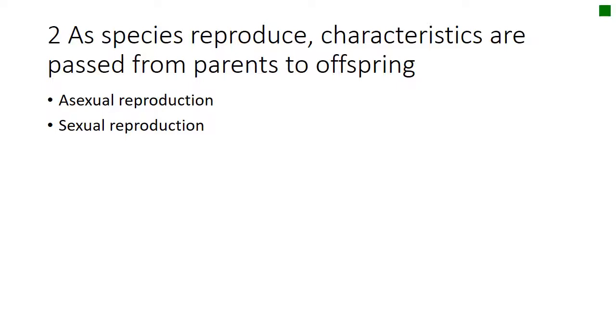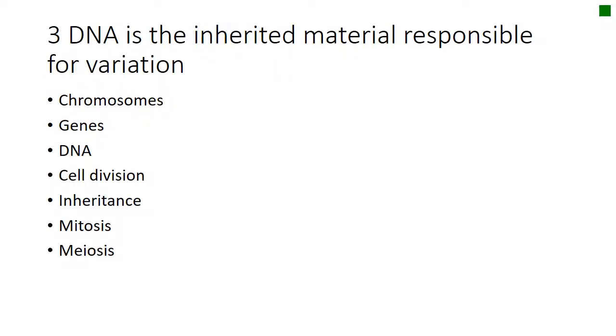Okay, section 3 now. Section 3 has to do with a very important molecule, and you learned about this also in Unit C, deoxyribonucleic acid. It's the inherited material responsible for variation, and it is the transmitter of the genetic code. So how the genetic information gets from parents to offspring, it's through DNA.